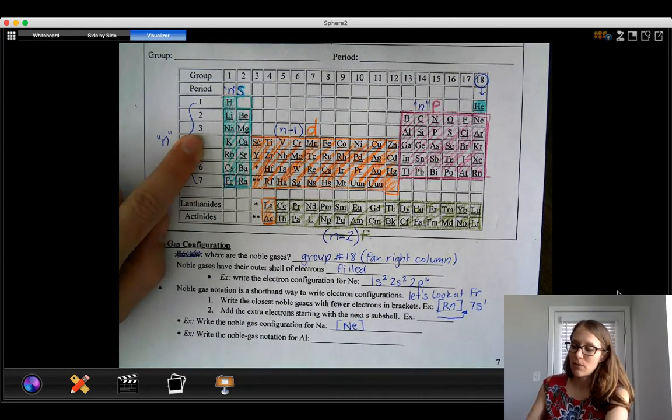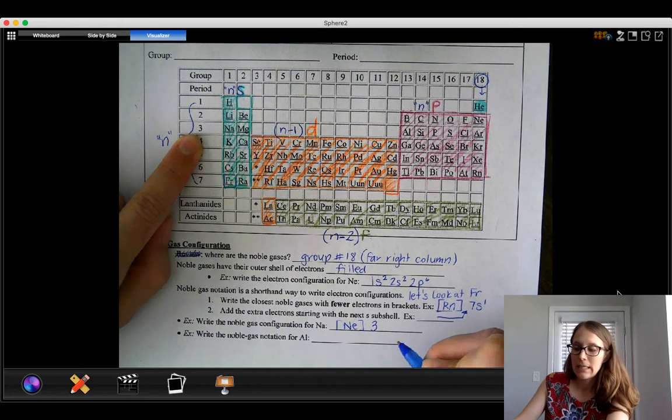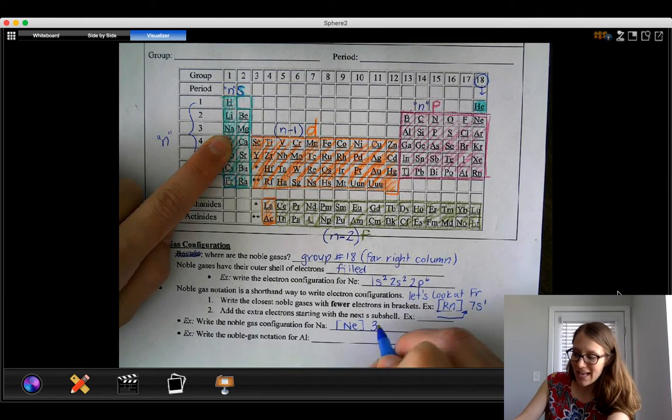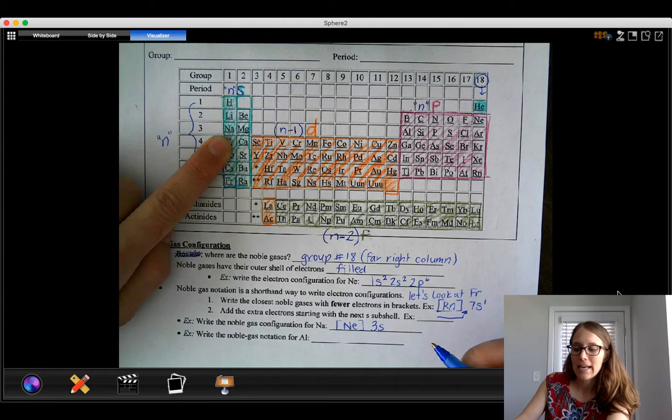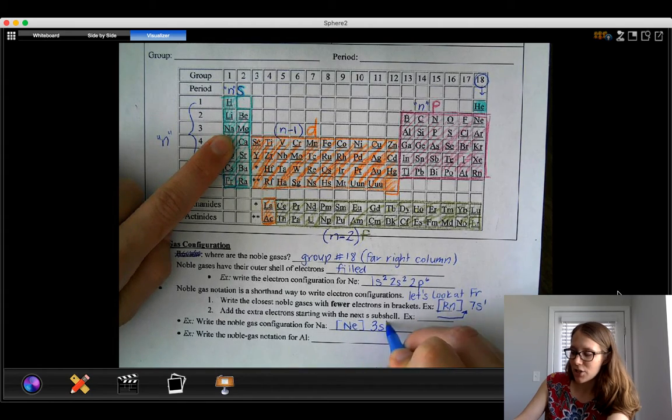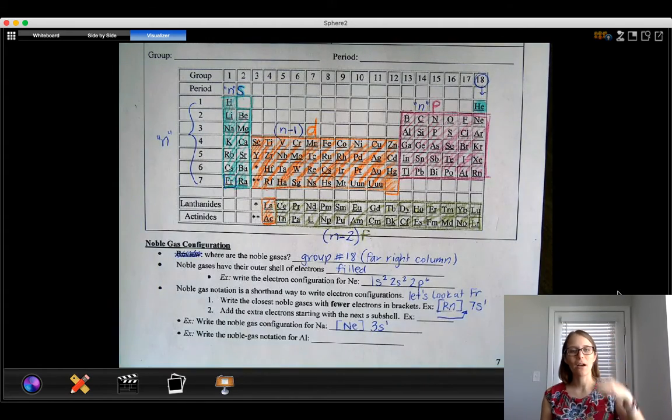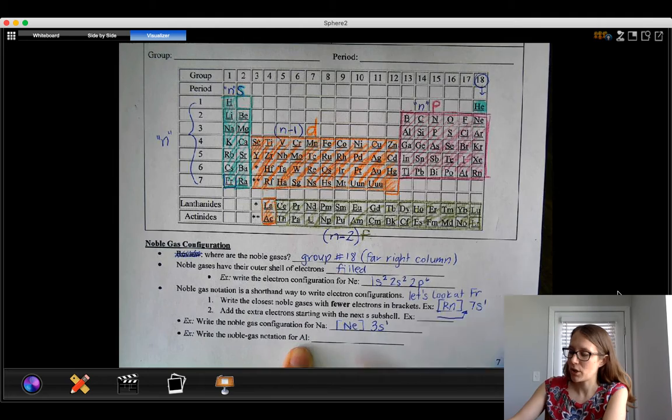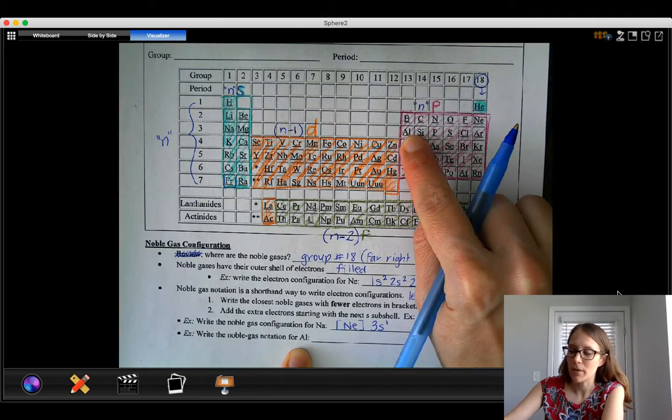Well, sodium is in row number 3. It is in this section that we call the S block, and it is in the first box in this section. So sodium is like neon with an extra electron in the 3s orbital. Okay. If we continued and we looked at aluminum, aluminum is here.